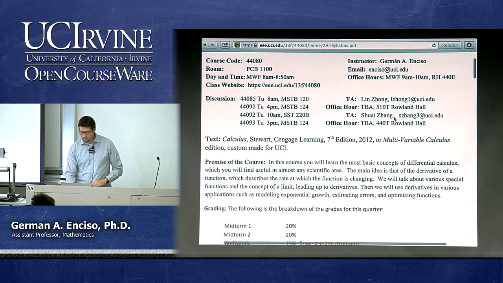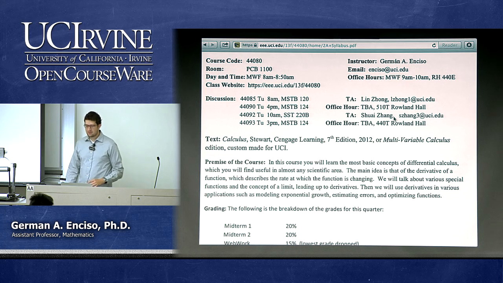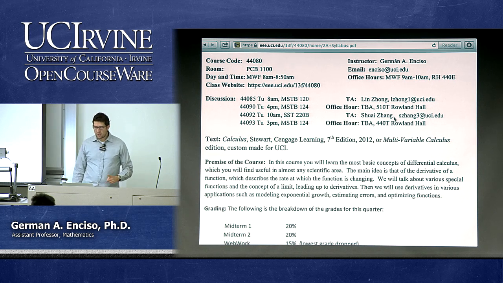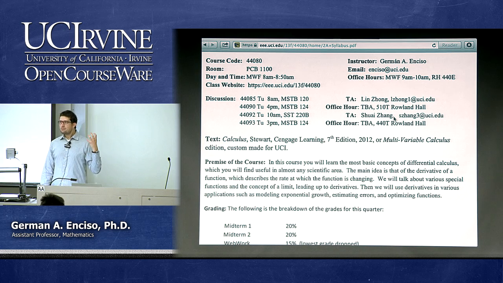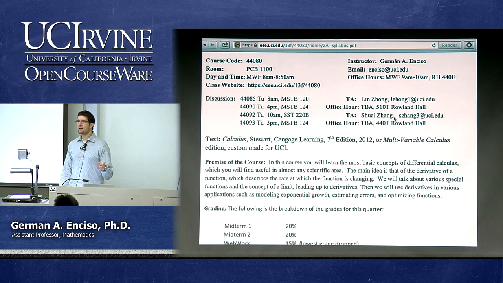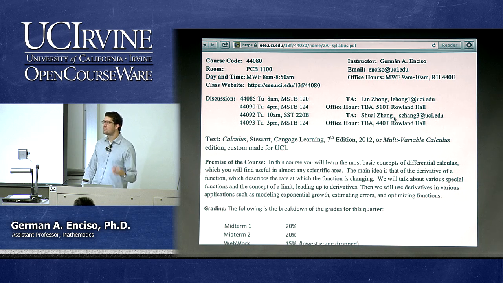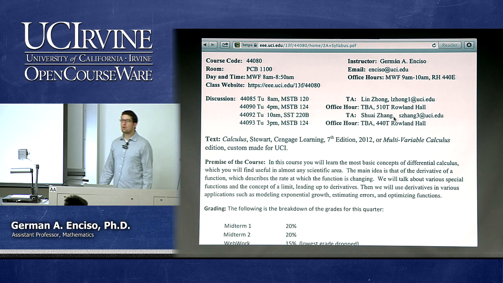So, in this course, you will learn the most basic concepts of differential calculus, which you will find useful in almost any scientific area, whether you're an engineer, an economist, even a social scientist, or even in the humanities. I'm not sure, but like if you're a political scientist, any kind of scientific endeavor, you're probably going to find calculus very useful. Biology, okay. The main idea is that of a derivative. You guys may have heard of derivatives before. That's going to be the central concept of the course.